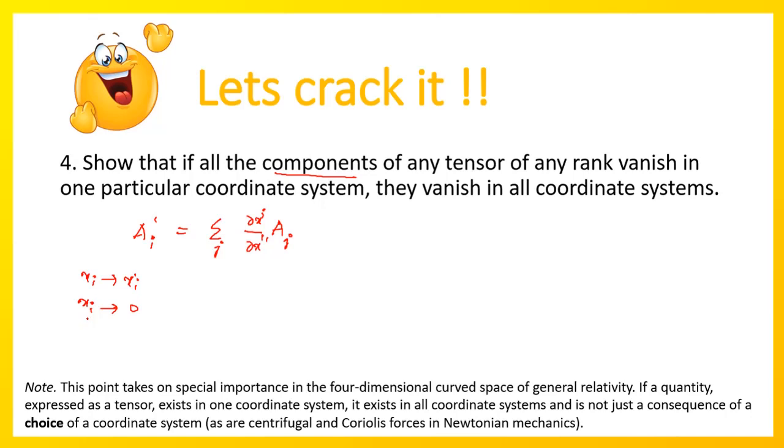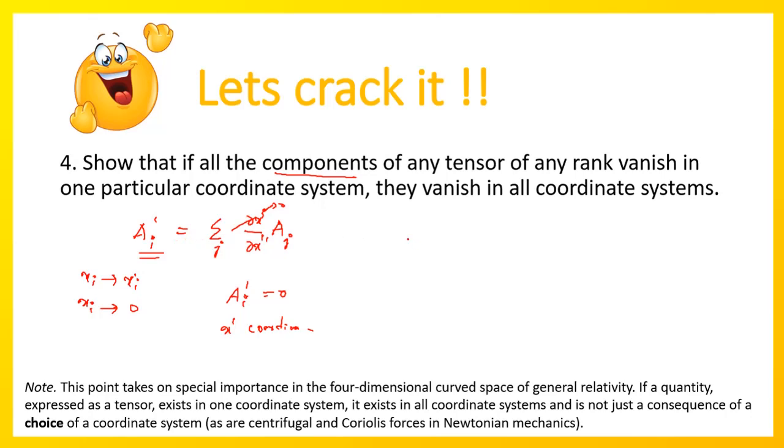See, if all my a_j's turn out to be 0, then all these terms will turn out to be 0. If all these terms turn out to be 0, it implies that this term, that is a'_i, will become 0. We know that a'_i represents components of the same tensor in the x' coordinate. Therefore, if in the x coordinate all the components turn out to be 0, then it is indeed 0 in the other coordinate systems also.